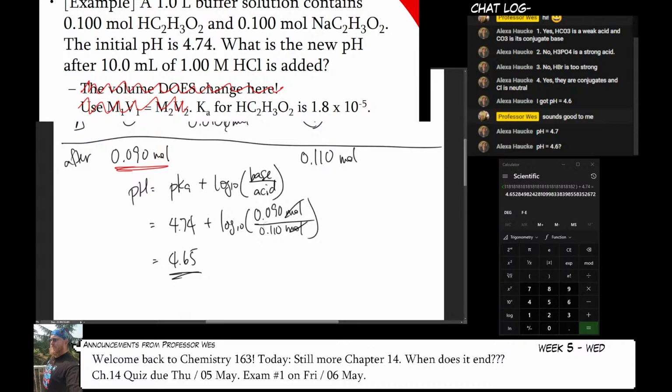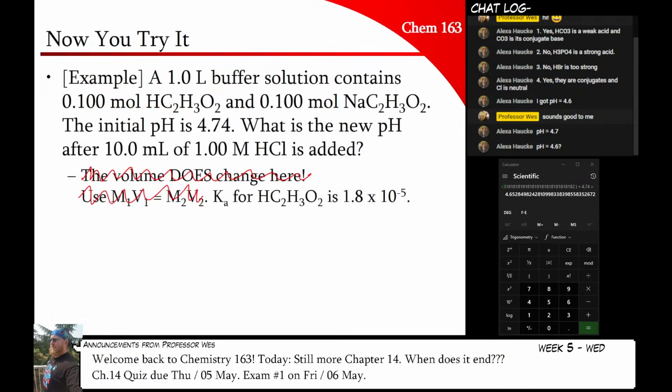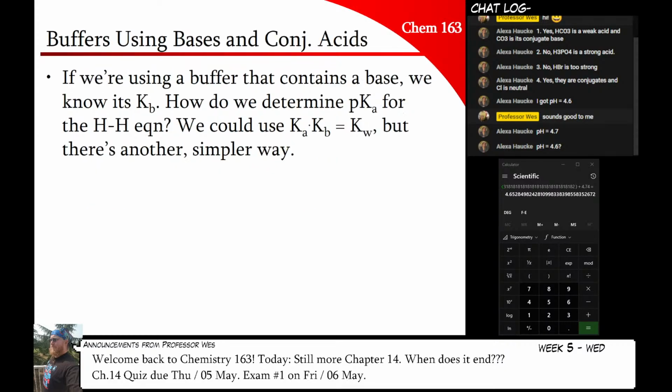All right. We've done enough calculations with buffers to understand them now, I think. So let's talk about some more practical stuff using these equations. What if I give you a buffer where I have a weak base as my main focal point? I.e., I know the pKb, or I know the Kb of the base.